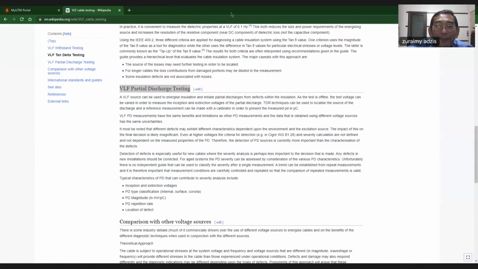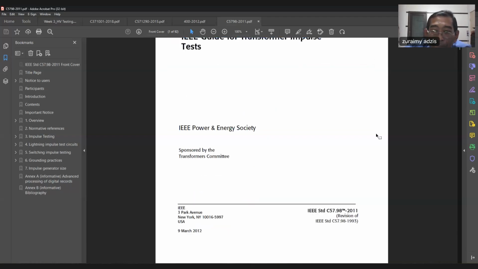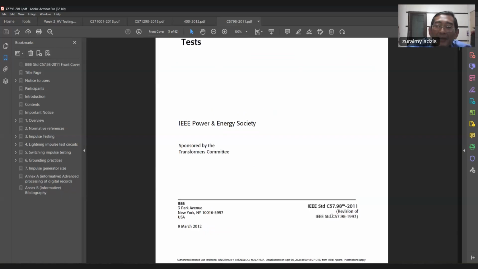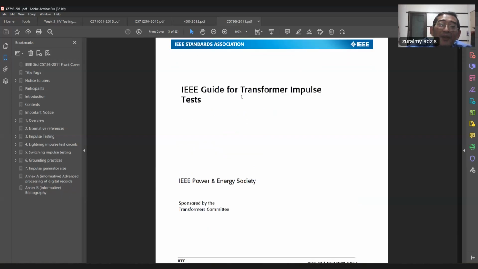All right, well, one of the standards given in your e-learning apparatus standards is the guide for transformer impulse test, right? So this guide, let's look at the number. What number is it? IEEE standard C57.98-2011. Okay, it is specifically about transformer impulse test.